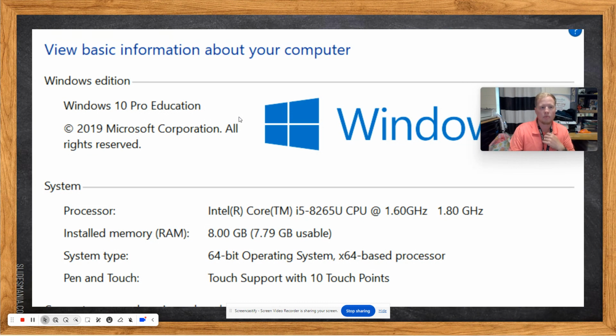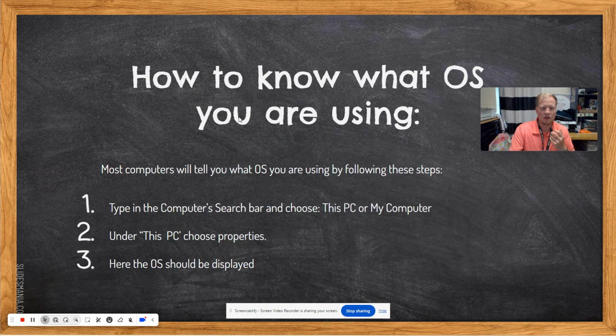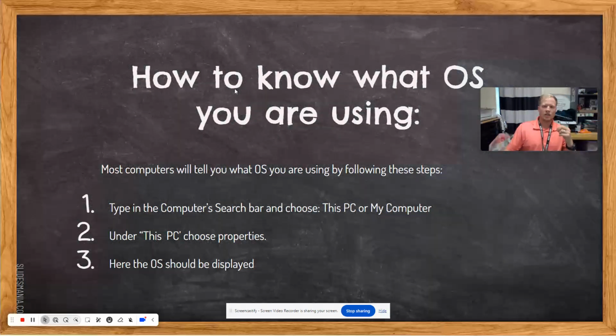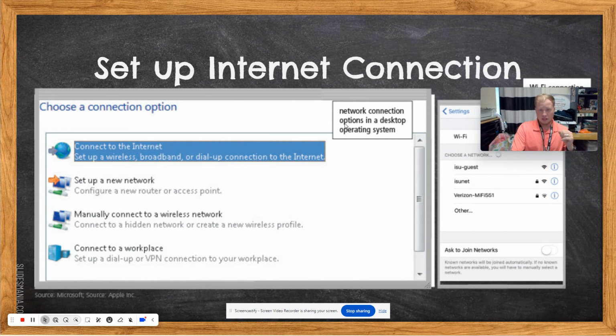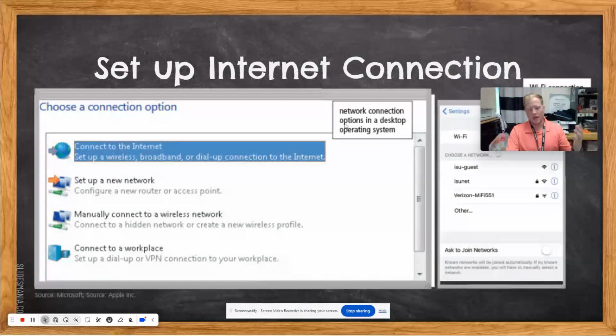Now, if you want to know what operating system you can actually have, you can go in and type in the search bar, this PC or my computer, and under the properties, generally the operating system will be displayed if you're ever curious. But if you're on your Chromebook, I'll go and tell you it's Chrome OS. All right, one of the big things that an operating system does is allow you to have an internet connection. Operating systems generally are what allow you to connect to the internet. So what provides the means for a computer to connect to the internet? The answer to that is the operating system. If you want to do shorthand, OS.